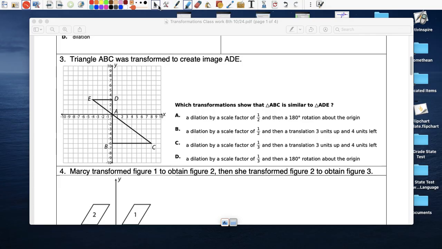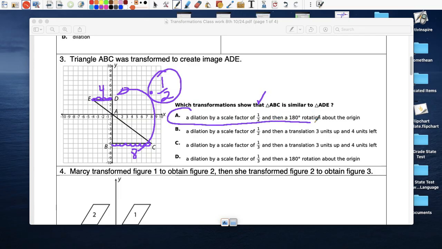Now, what kind of dilation? Well, let's take this side here. That side measures 1, 2, 3, 4, and the corresponding side is this one. So this measures 1, 2, 3, 4, 5, 6, 7, 8. So it went from 8 to a 4, and how does that happen? If you multiply that by half, so we know that the scale factor was a half. So dilation by a scale factor of a half, and then a rotation of 180 degrees. So A is the correct one.